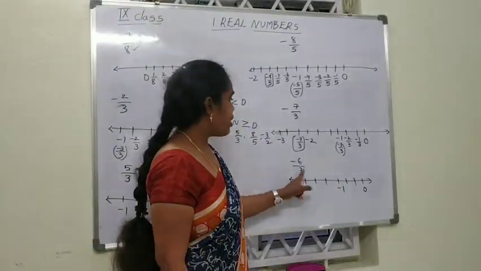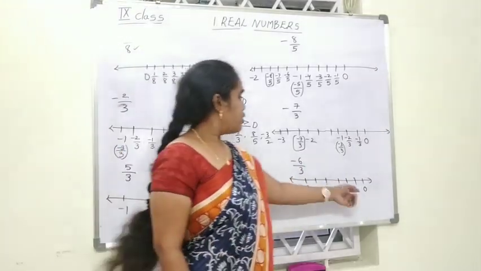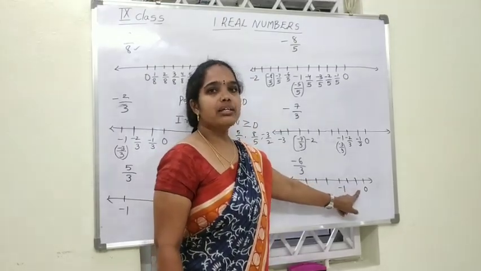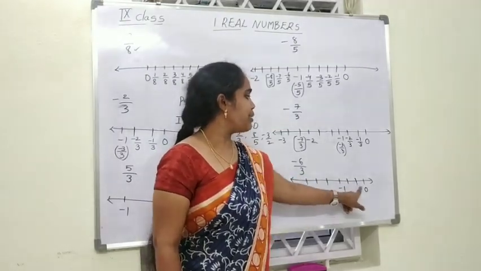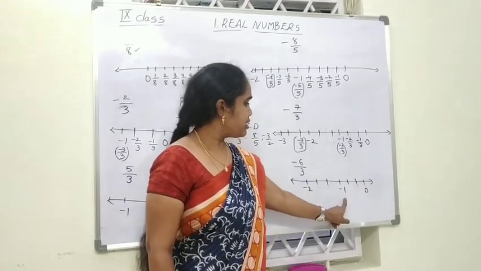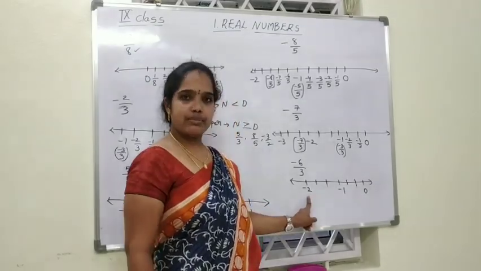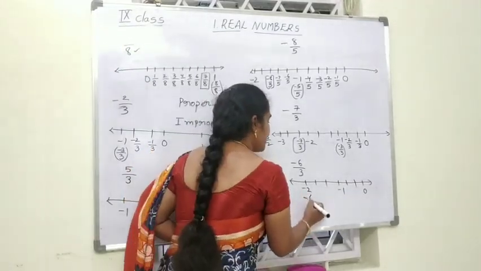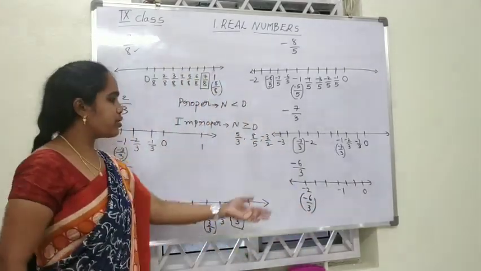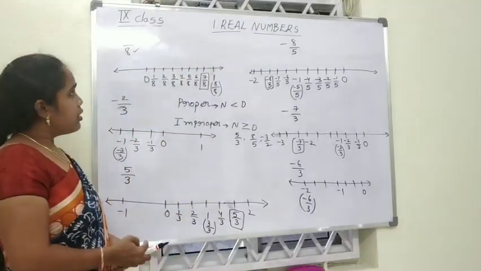Okay. Now after that, minus 6 by 3, where is it? So now the first line. What is the first line? How to represent? Minus 1 by 3. Why? Because total 3 parts. First line minus 1 by 3, minus 2 by 3, minus 3 by 3, minus 4 by 3, minus 5 by 3, minus 6 by 3. This is minus 6 by 3. Directly we can write. No need to write the remaining lines. Understood? Okay.